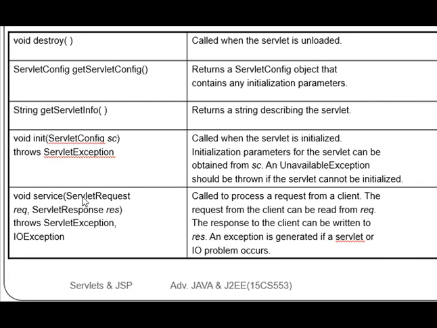Then the service method. The service method takes request as well as response parameters. It throws ServletException and IOException. This service method is called to process the request from the client. Whatever information the client has sent is present in the request object, and the response that this servlet is going to write should be in the response object. So, request and response.